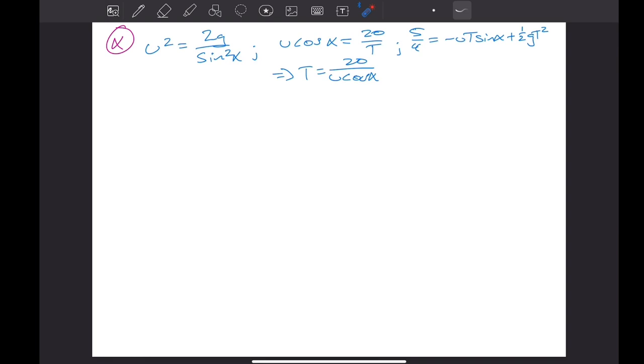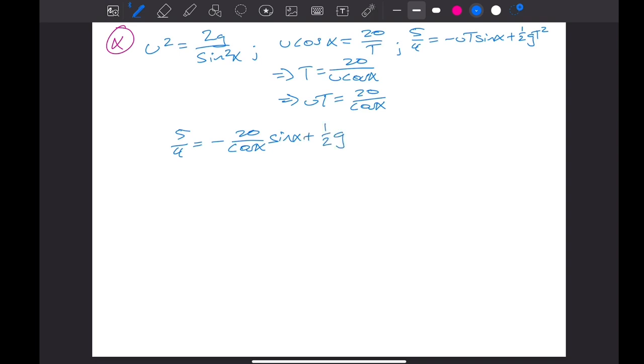And actually, if we look at this second term, what we can see is we've got u times t. So if we can rearrange this to have ut as a subject, then we can replace that instead of having to do u and t separately. So ut is going to be 20 over cos alpha. So when we sub everything in now, we get 5 on 4 is equal to the minus u times t, so 20 on cos alpha, multiplied by sine alpha, plus a half g, and then t squared.